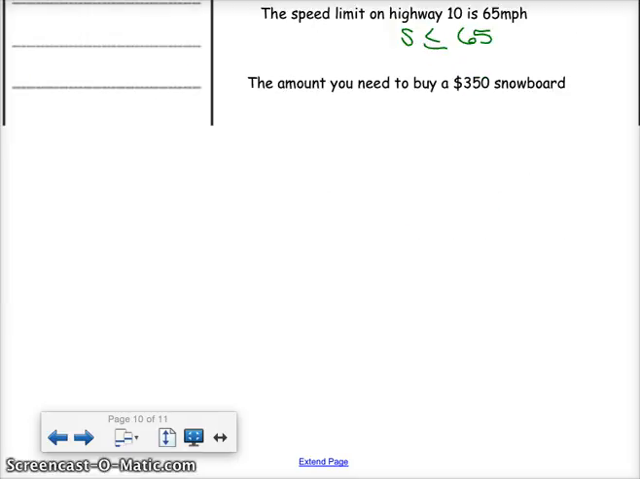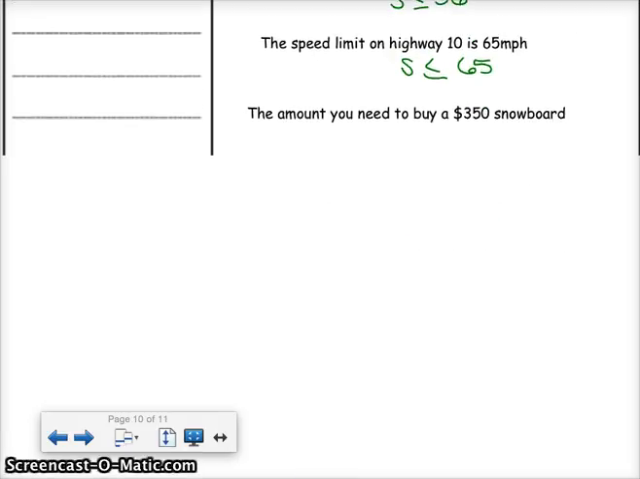Okay, it's getting to be winter time one of these days coming up soon. And the amount of money you need to buy a snowboard is $350. So your money, do you want more than $350 or less than $350? More. I want more than $350, or I can equal $350.